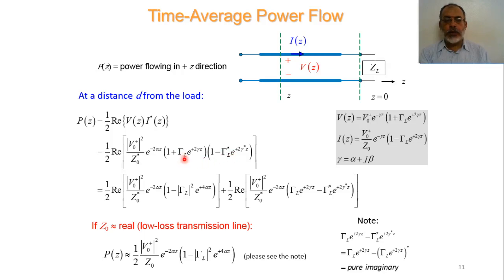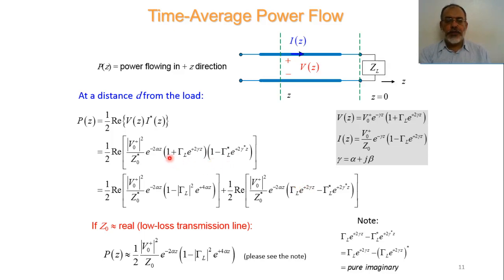Now the remaining part is this term and this term. So this term would be gamma L e to the power 2 gamma Z minus gamma L conjugate e to the power 2 gamma conjugate Z. So these are the remaining two terms of the multiplication of these two brackets.